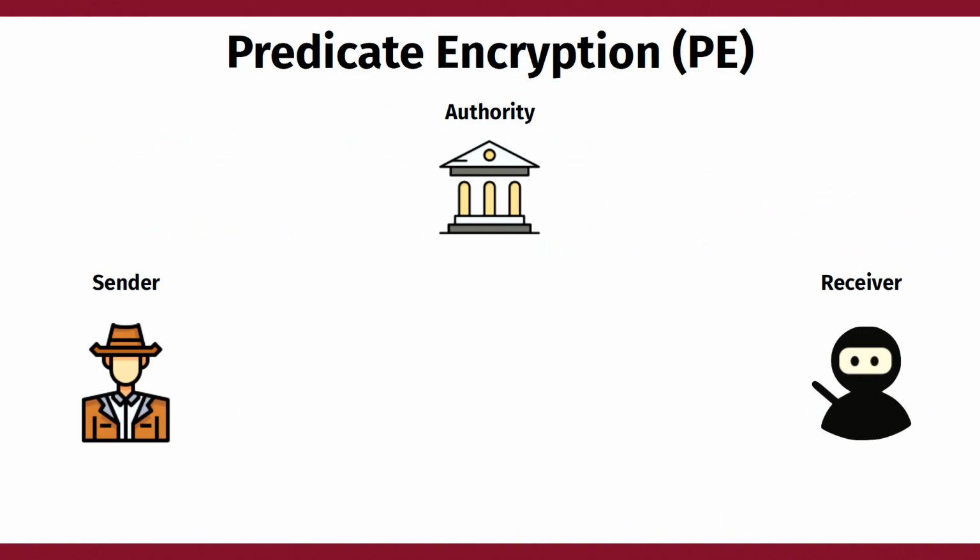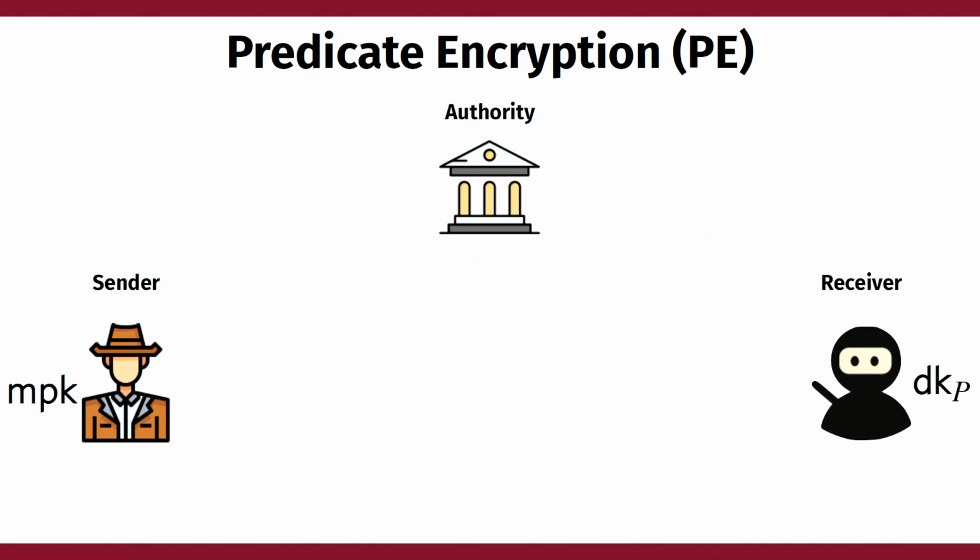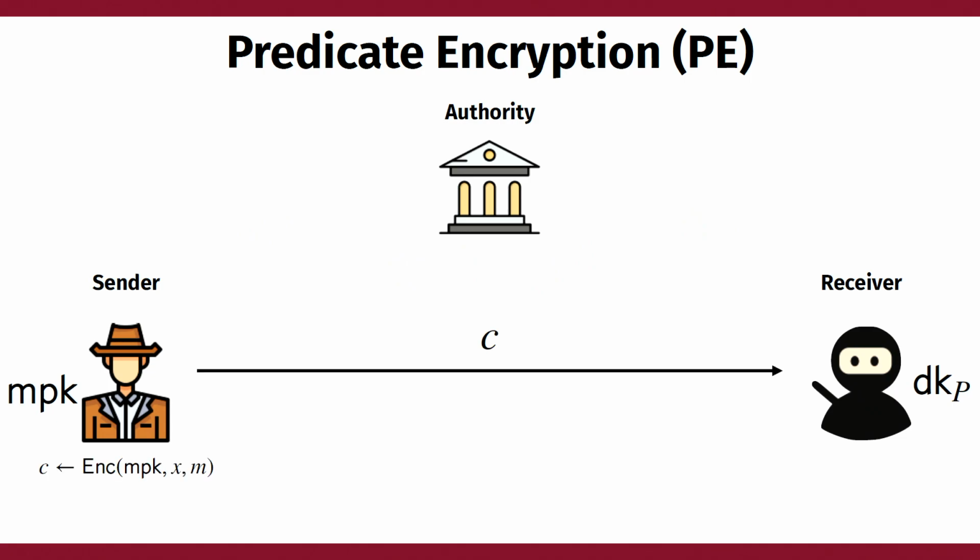So predicate encryption, very high level. There is an authority that generates the master public key for the sender, and you then use the master secret key to generate the decryption key for the receiver. Then later you can use the master public key to encrypt a message with an input text, and you send the ciphertext to the receiver. And then the receiver is going to decrypt the message if the predicate with the input text is satisfied.